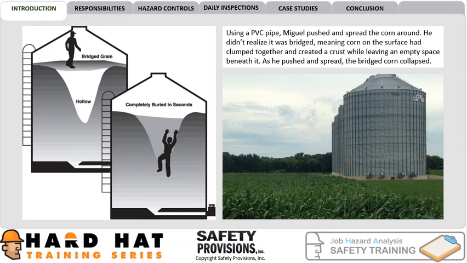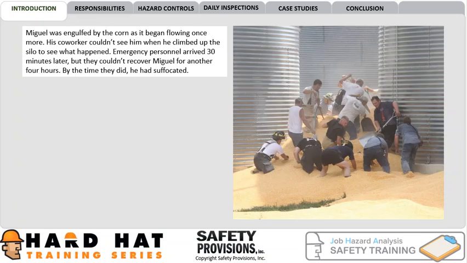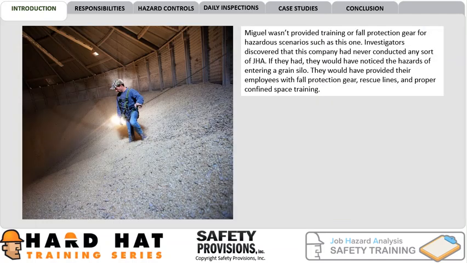As he pushed and spread, the bridged corn collapsed. Miguel was engulfed by the corn as it began flowing once more. His coworker couldn't see him when he climbed up the silo to see what happened. Emergency personnel arrived 30 minutes later, but they couldn't recover Miguel for another 4 hours. By the time they did, he had suffocated. Miguel wasn't provided training or fall protection gear for hazardous scenarios such as this one.